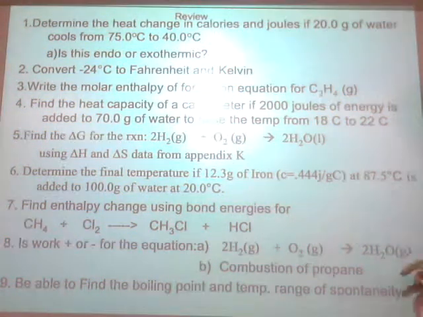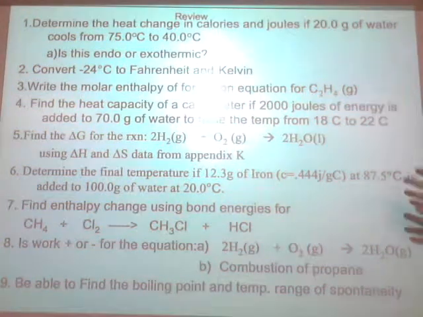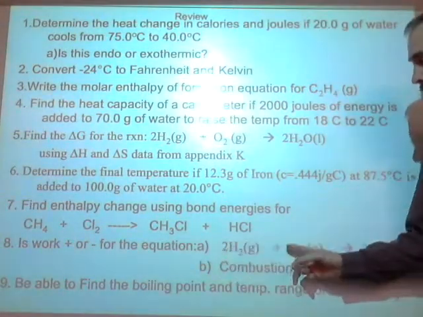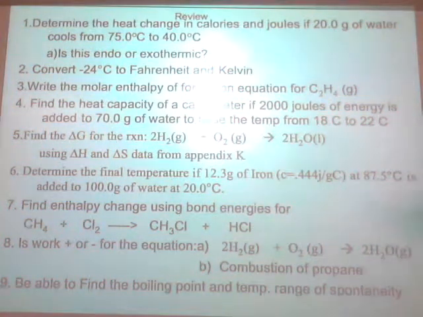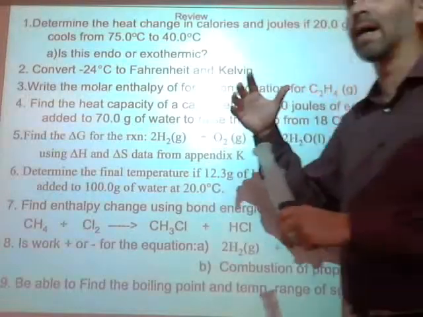Oh, you're right. That's not a liquid, but it's still the correct answer because I have 3 moles of gas on this side, and how many moles on this side? 2. So either way, it is contracted. So it's still the correct answer. I thought that was an L there. All right. So work's being done on the system.